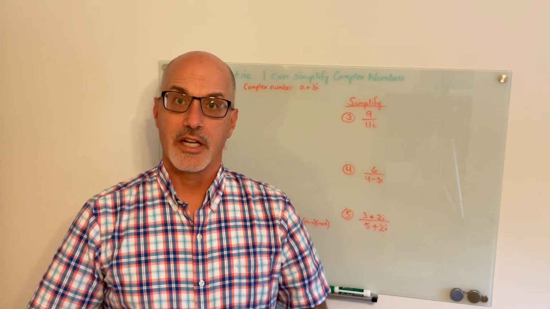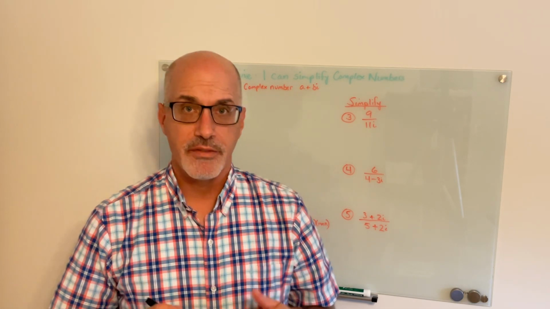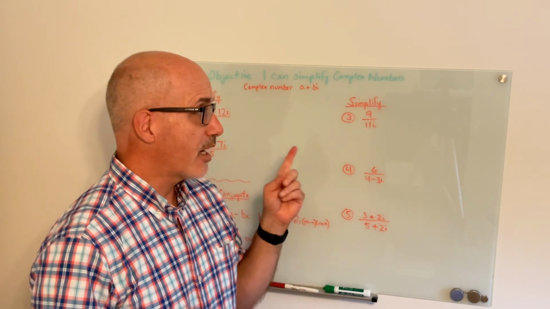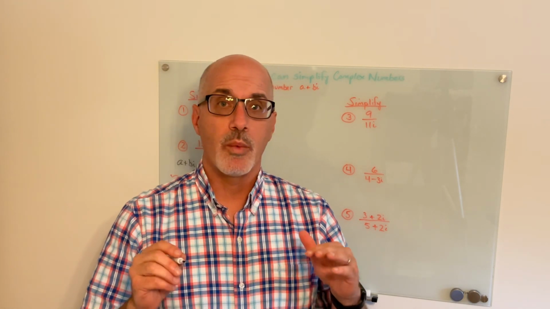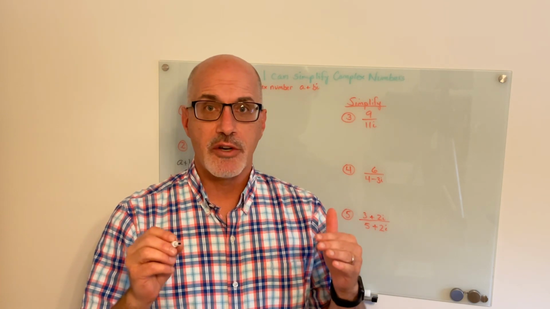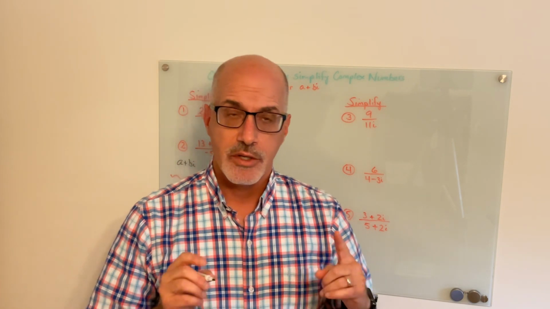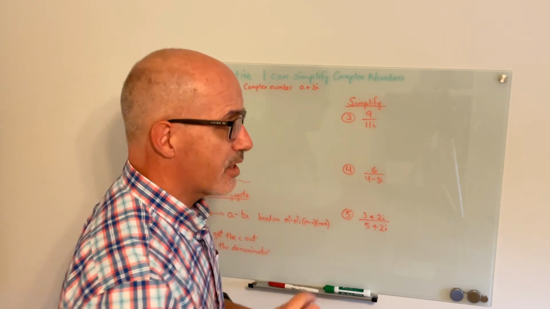This lesson is on complex numbers. Our objective is to simplify complex numbers. Specifically in this lesson, we're going to talk about when you have an imaginary unit in the denominator. So we're going to look for those complex numbers in the denominator.